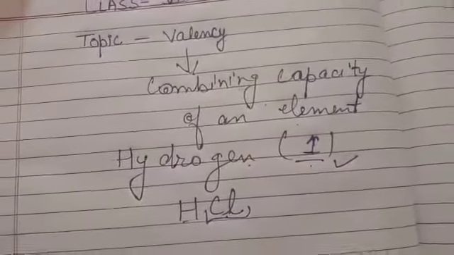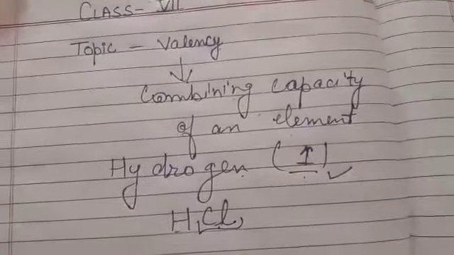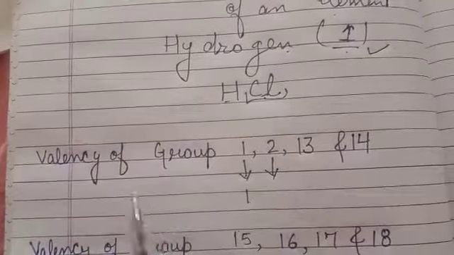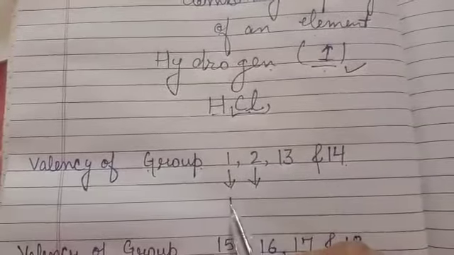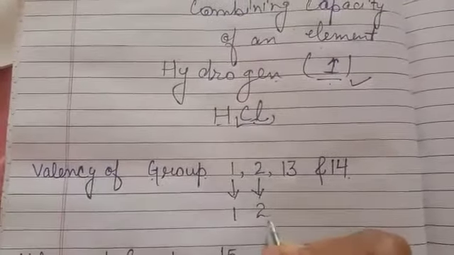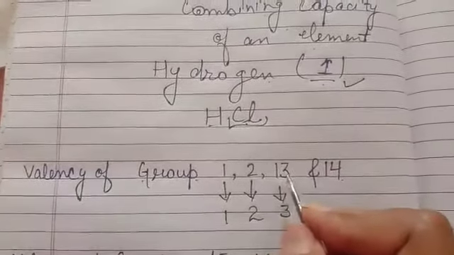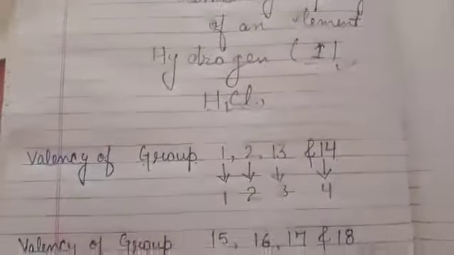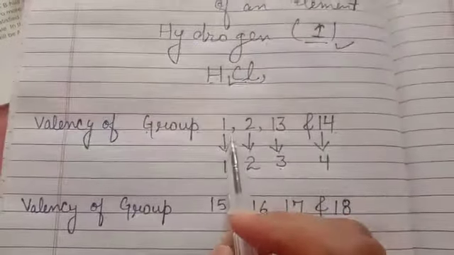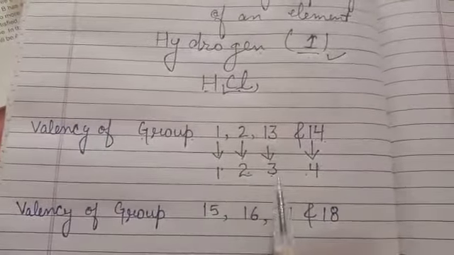Okay, next is how to find valency. Before that, beta, learn only one thing, the valency of groups 1, 2, 13 and 14. Valency of group 1 is 1. Valency of group 2 is 2. Valency of group 3 is 3 and valency of group 13 is 3. Valency of group 14 is 4, right? All the elements which come under groups 1, 2, 13, 14 have valency 1, 2, 3, 4.